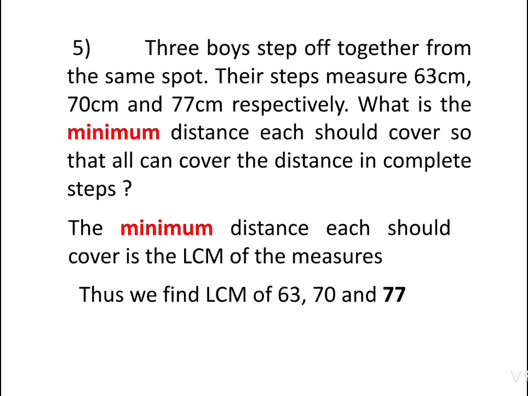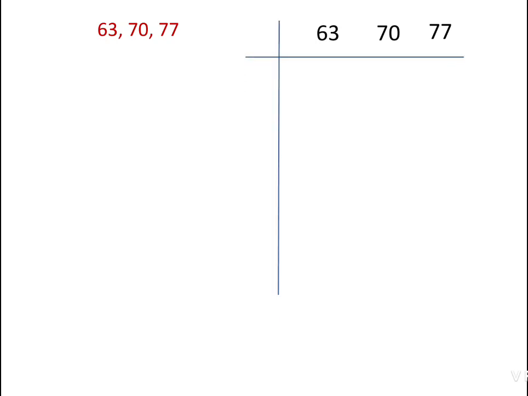Here we have to find the shortest distance they can cover in complete steps. Thus we find the LCM of 63, 70 and 77. Okay, let's see. 63, 70 and 77. We write these numbers together. These are big numbers. So, is any one of the numbers divisible by 2? Yes, 70 is divisible by 2. The other two numbers are not divisible by 2. So we write the numbers themselves.